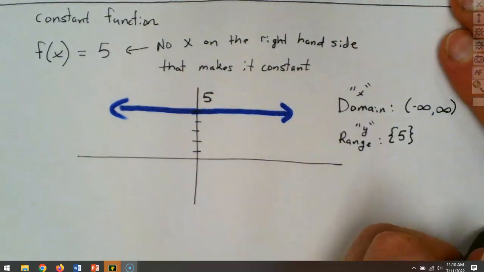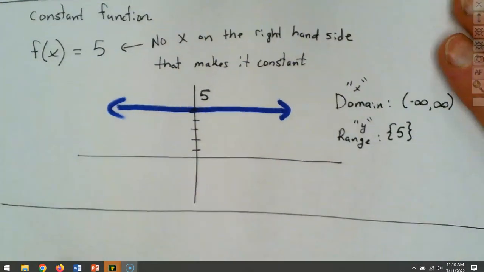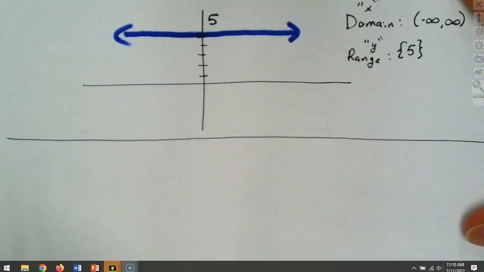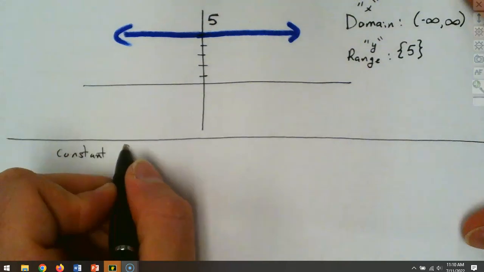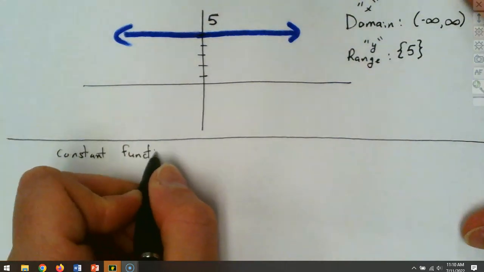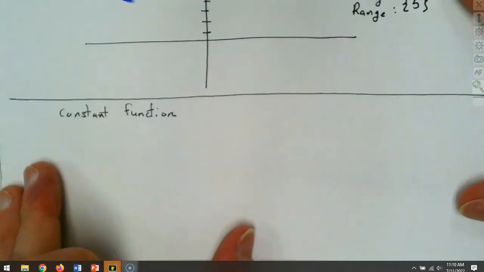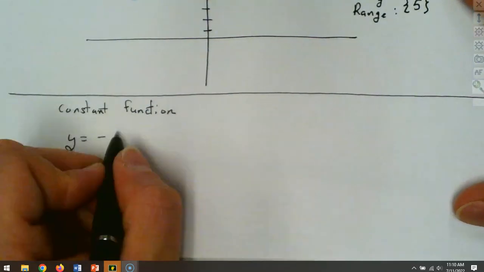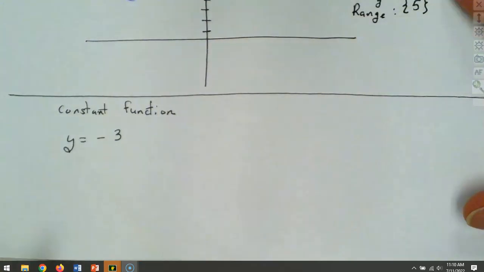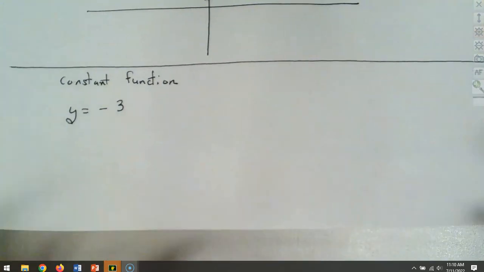You can also have a constant function that's a y equals. So it can either be f of x or it can be y. And so if it's y equals, let's say, negative 3, this is a constant function, right? Because there's no x. Again, if there's no x on the right-hand side when you solve it, that means it's a constant function.